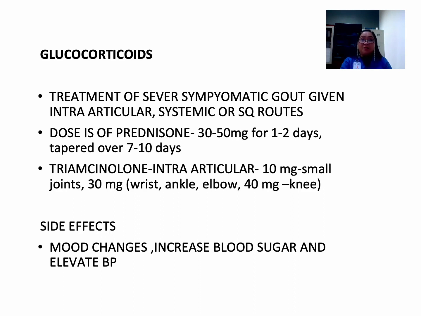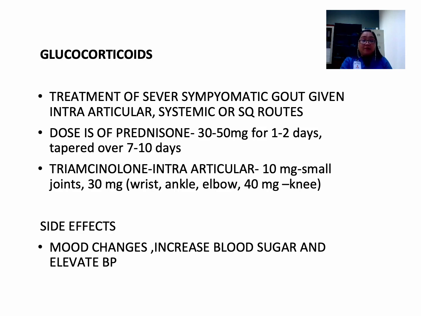Glucocorticoids are used for the treatment of severe symptomatic gout, given by intra-articular, systemic, or subcutaneous routes. One of the best examples is prednisone, which is to be given at 30 to 50 milligrams for 1 to 2 days, and it should be tapered over 7 to 10 days.